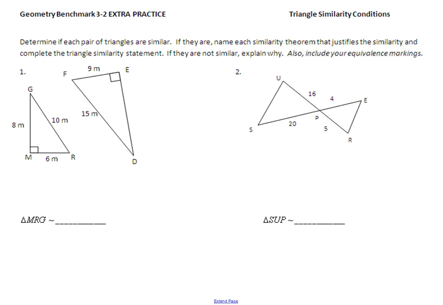All right, geometry benchmark 3-2, triangle similarity conditions. First problem we're going to look at, and we see we're missing a side. I need two angles, or I need three sides, or I need two sides and an angle. I definitely need another side.